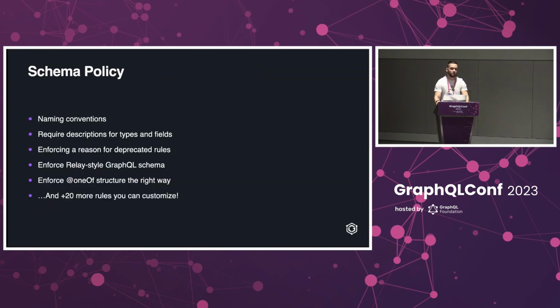Schema policy. With schema policy, we can enforce some naming conventions. We can enforce requiring descriptions for types or fields in the schema. We can enforce that the deprecated directive has a reason. We can validate our schema against the Relay specification if you use it. And the best practice with the oneOf directive, and a lot of other rules that you can deep dive into and try.